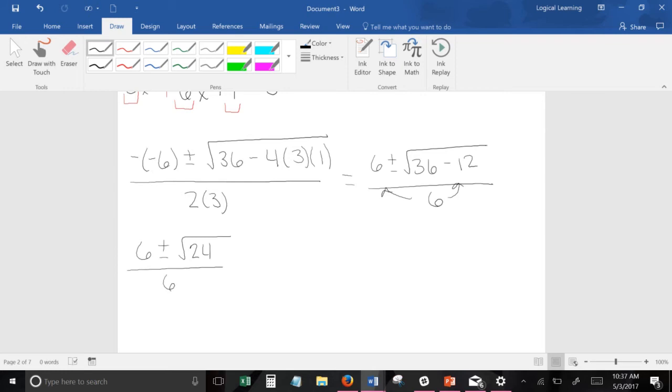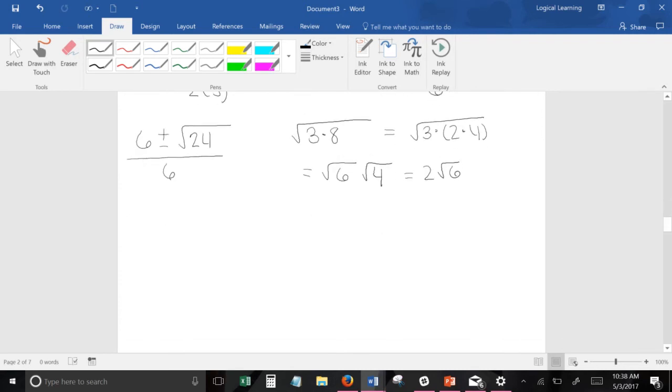Now, while 24 isn't a perfect root or perfect square so that we can take the square root of it, we can look at it as 24 is equal to 3 times 8, and 8 is 2 times 4. And 4 is a perfect square. So we can look at this as the square root of 3 times 2, which is 6, times the square root of 4. The square root of 4 is 2, so this will give us 2 square root of 6.